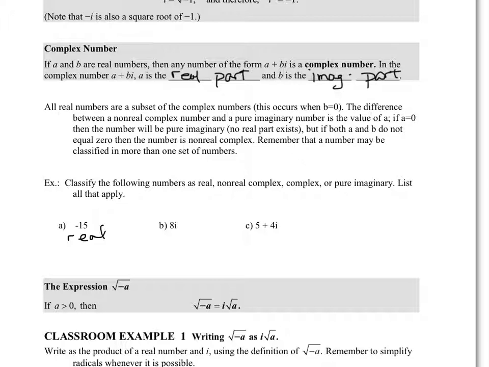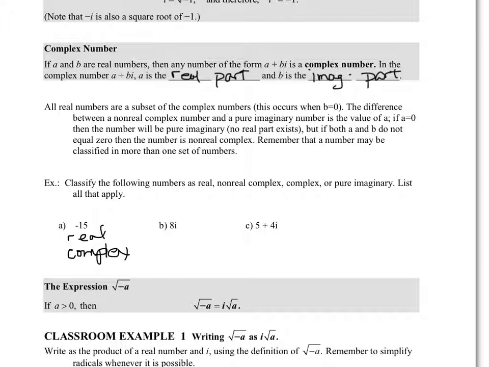Is it a complex number? Would this meet the definition for a complex number? I hope you realize the answer is yes. It's a complex number where the b was equal to 0. And pure imaginary means that it has to have the i in it. That's the only thing I see is the imaginary part. Obviously, that is not the case here. So I have two answers on a.